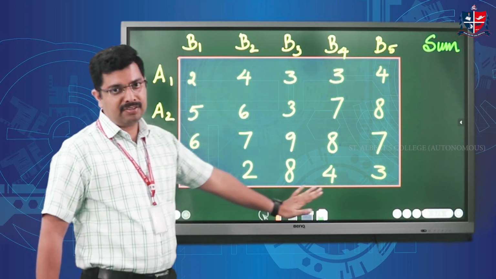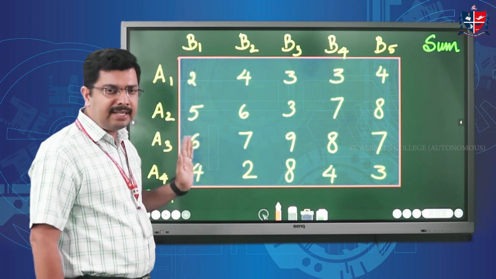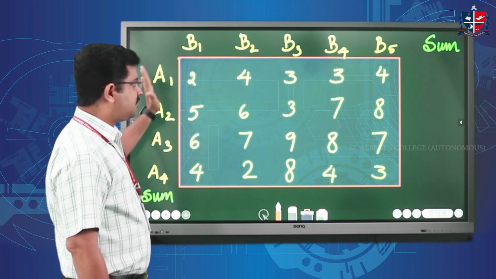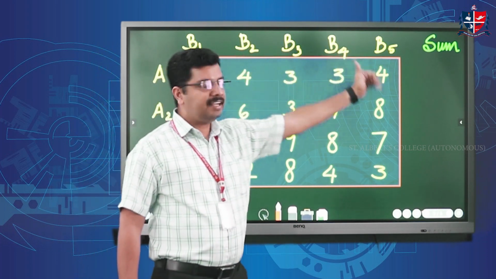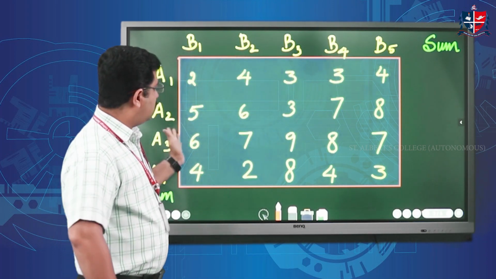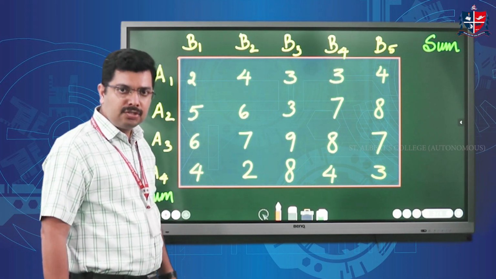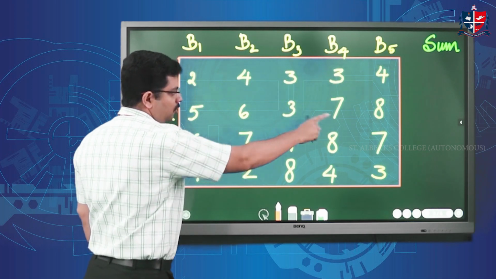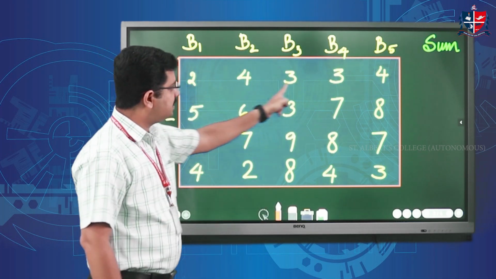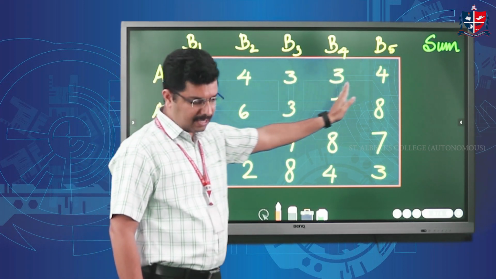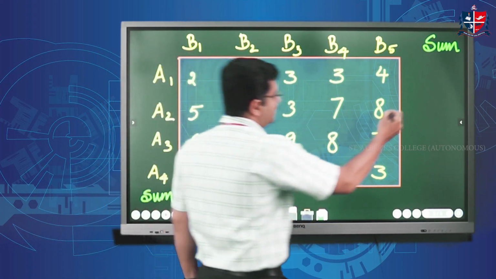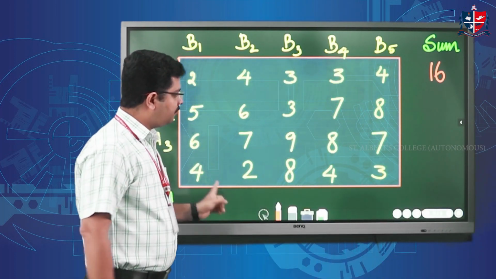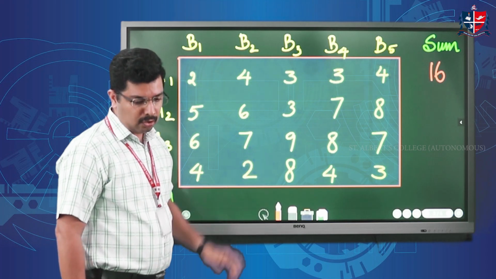So this is the payoff matrix that we have seen. Now we know that a payoff matrix is always written in favor of player A. These are the 4 different strategies of player A and these are the 5 different strategies of player B. Now, what we are going to do in the dominance rule first of all is find the sum of each row. So when you add these values, 2 plus 4 plus 3 plus 3 plus 4, you get 16. I need you to find the sum of the other respective rows also.